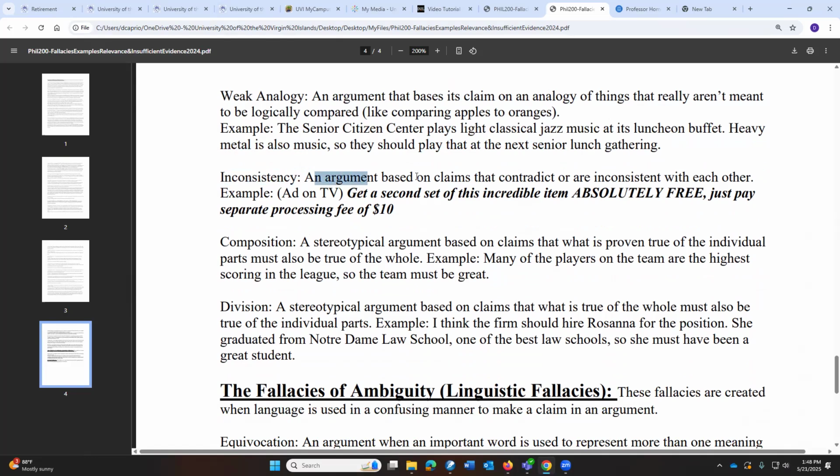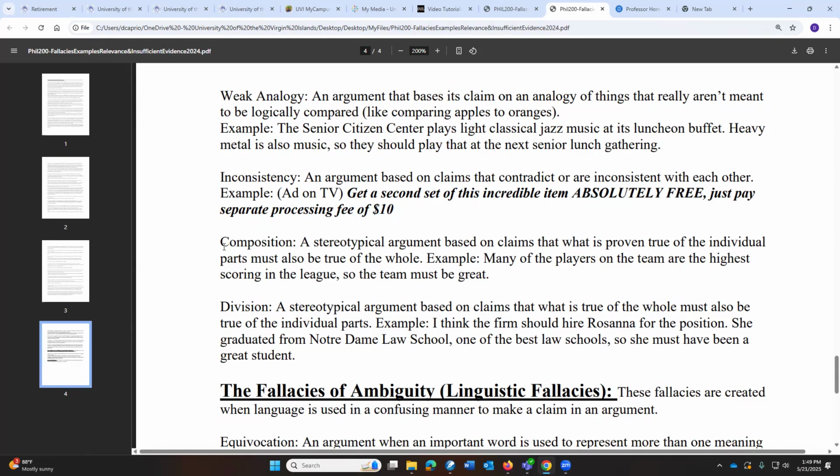Inconsistency. This is an argument based on claims that contradict and are inconsistent with each other. You might see this sometimes even in advertising. Get a second set of this incredible item absolutely free. Just pay a separate processing fee of $10. Well, absolutely free shouldn't mean that you have to pay a fee for something. I'm sure that whatever this incredible item is, the cost of giving you a free second one is covered with the processing fee of $10.